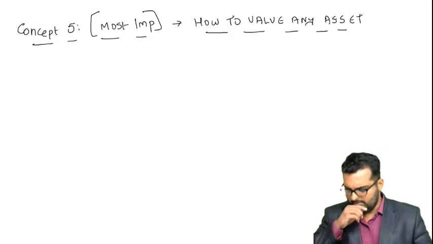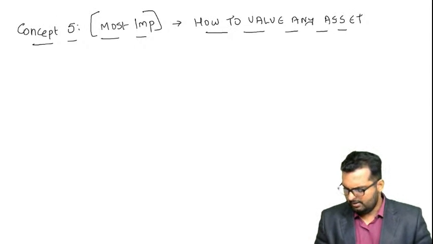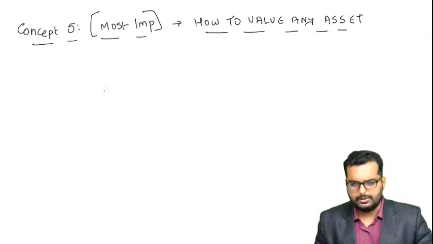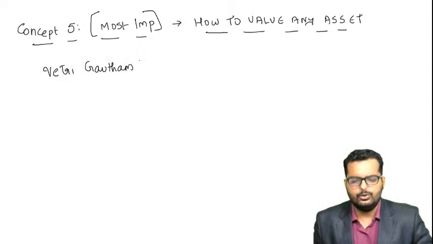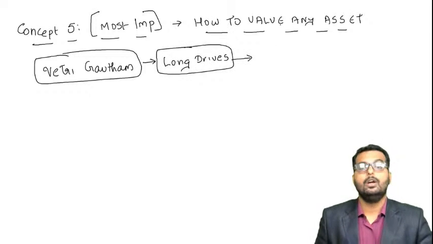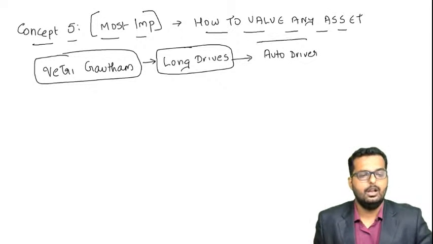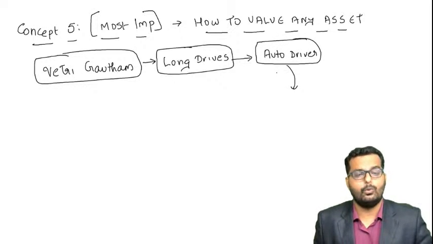Alright friends, to explain this concept, I'll take one person from this classroom. Let me take the name of Vetri Gautam. Now let us assume Vetri Gautam is a person who loves to go on long drives. In my example, let us assume that Vetri Gautam is going to be an auto driver. Now tell me, for being an auto driver, what is the asset that Vetri Gautam requires over here?